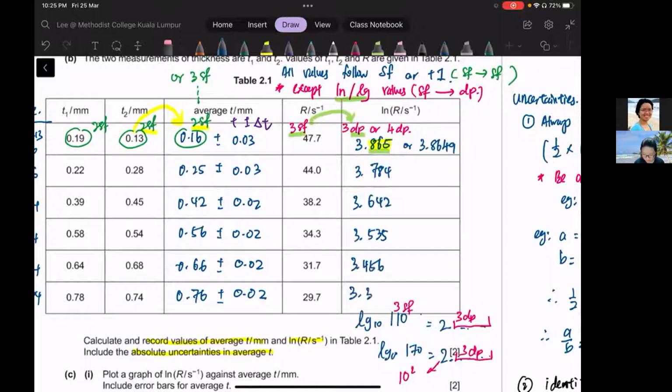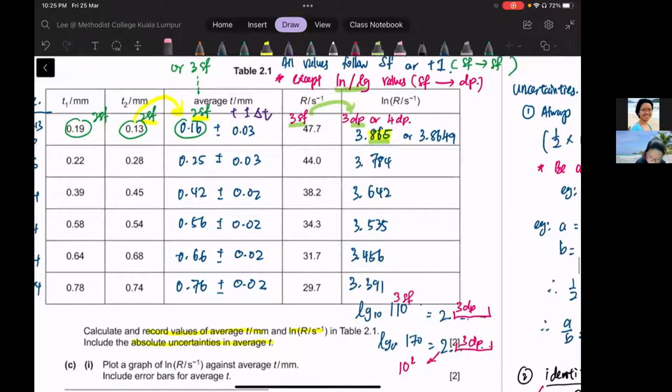3.391. Okay. If they want absolute uncertainty, then they need to give you some plus minus. But in this case, it's not needed. Okay, your table is done. So the marks would be: if you calculate these two rows correctly, you get 1 mark. Then if you calculate all this uncertainty correctly, you get another mark.